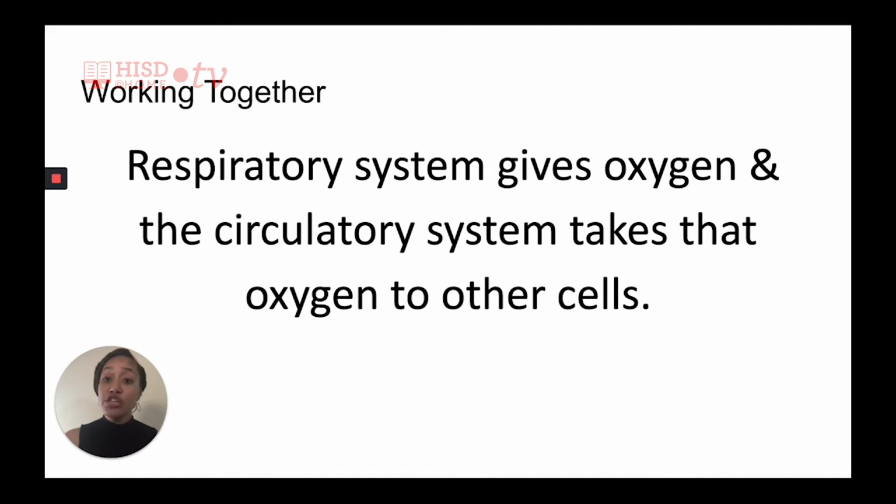So our circulatory system and our respiratory system, they work together. The respiratory system gives oxygen and the circulatory system takes that oxygen to other cells. So these two systems work together. Without one or the other, we wouldn't be here. We need both. We need our respiratory system to give us oxygen, and we need our circulatory system to move that oxygen, or carry that oxygen, to all parts of our body.